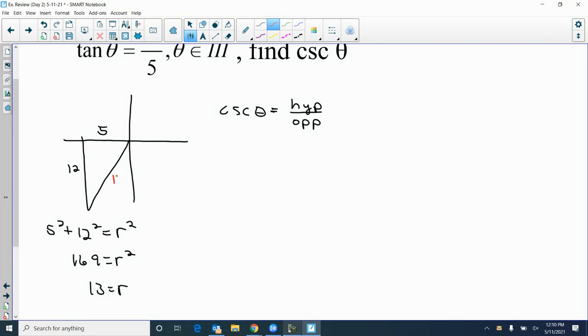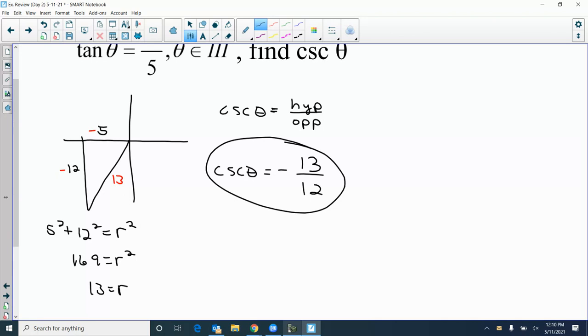All right, only thing I'll caution you on is watch your sign. You have to take into account whether it's positive or negative. And in quadrant 3, should cosecant be positive or negative? It's got to be negative, because technically this 12 and the 5 are both negative. And so cosecant of theta is going to be negative 13 over 12. Okay, for that.